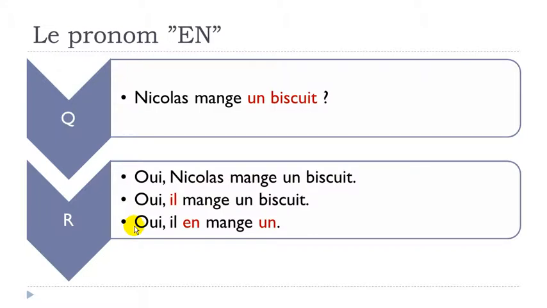The difference here between what we saw with the partitif and now is that you've got the quantity, so you know exactly how many or how much. So you get to put that at the end of your sentence. Oui, il en, so you put your pronoun here before the verb, and after that, you put un. Il en mange un. All right?